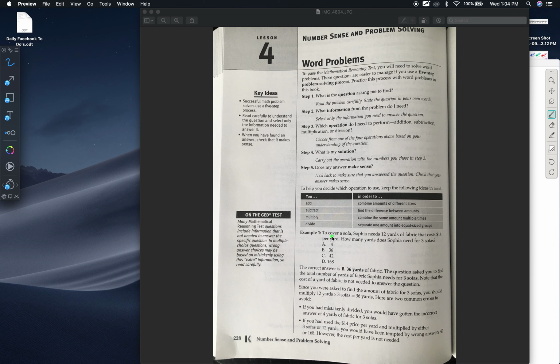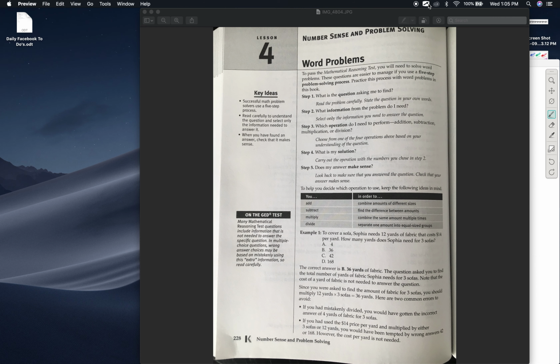It tells us here, to cover a sofa, Sophia needs 12 yards. And she needs to cover 3 sofas. So 1 sofa is 12 yards, and we need 3 sofas. So what we would do is multiply 12 by 3, and then you would get your answer.